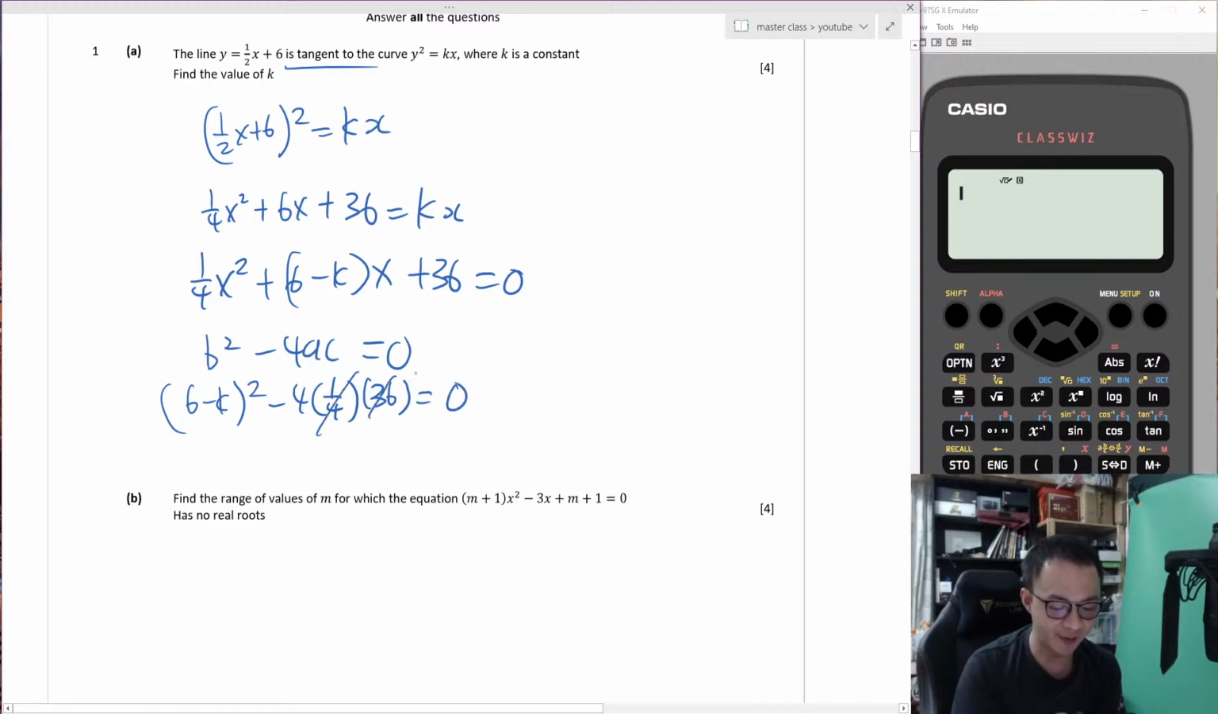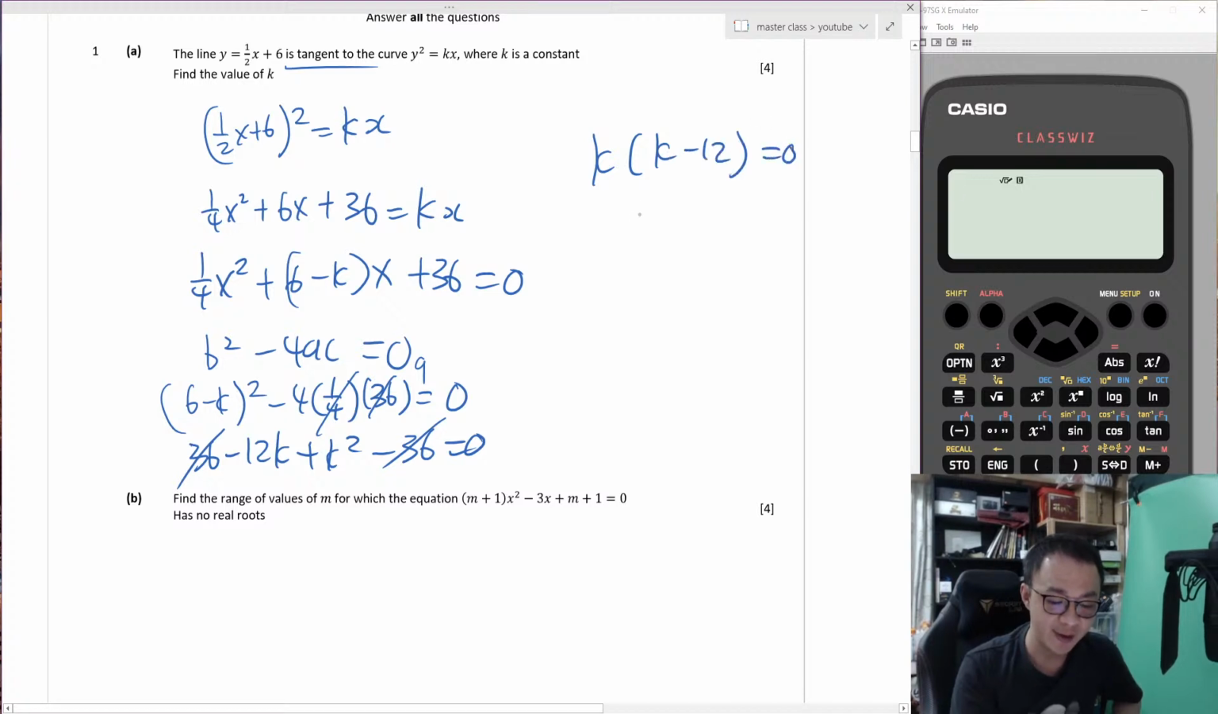Then here I have 9. Or actually, I can just simplify. It doesn't matter, I can just cut the 36. So here I have 36 minus 12k plus k squared minus 36 equals 0. I will cancel out. Then k times (k minus 12) equals 0. Then k equals 0 or k equals 12.